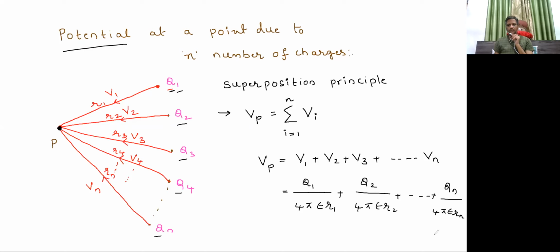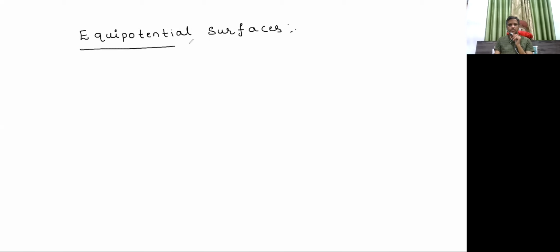Now, there is another topic that we have to discuss. With this we can close this particular work done concept. And one more topic that we have to discuss here is equipotential surfaces. What are these equipotential surfaces? The name itself is saying that the potential on that surface is equal.